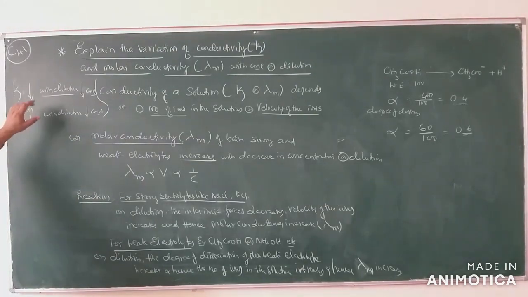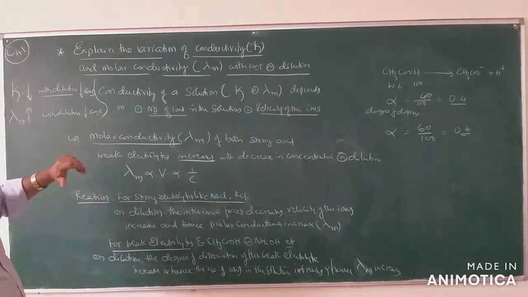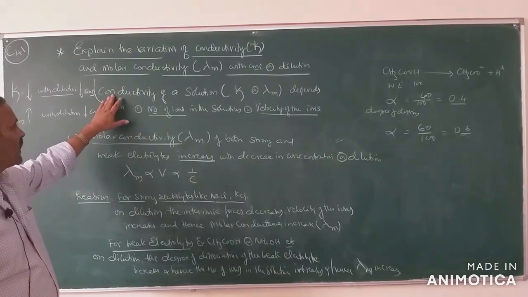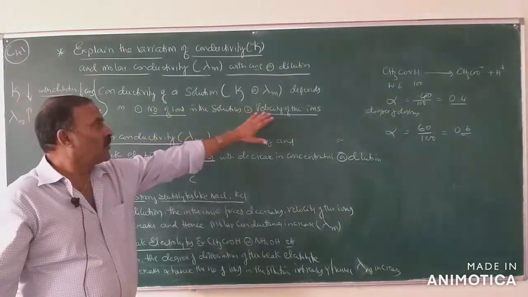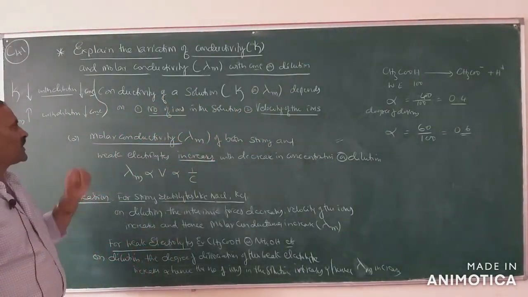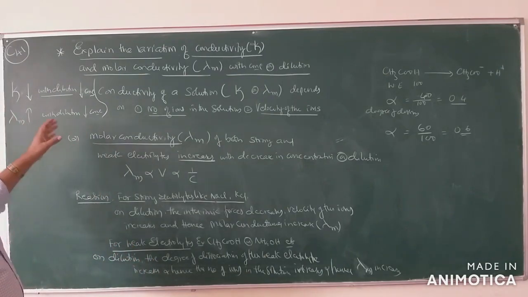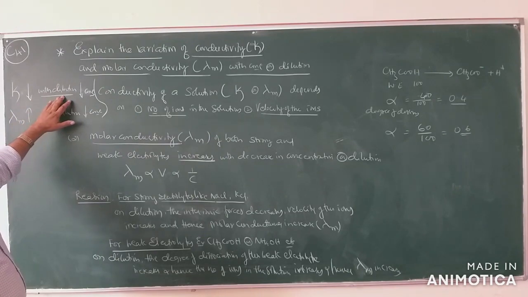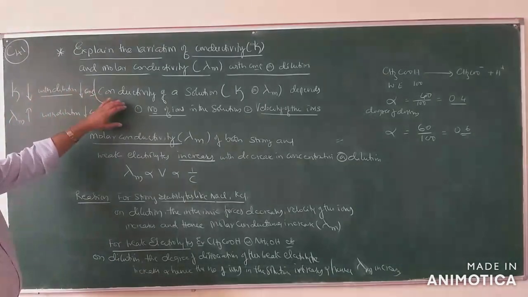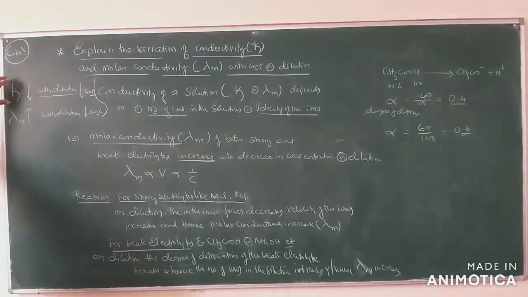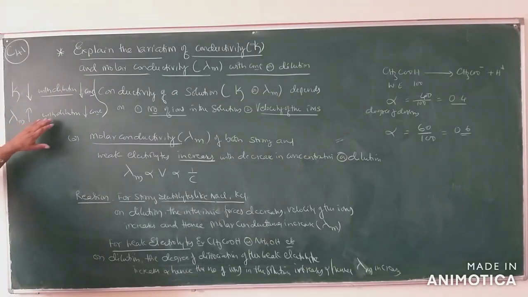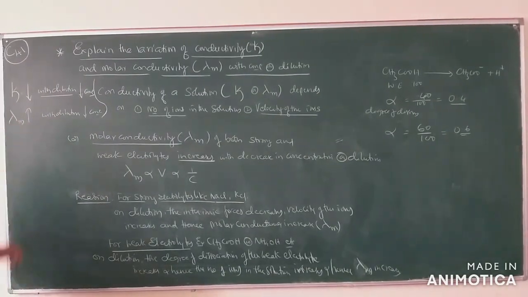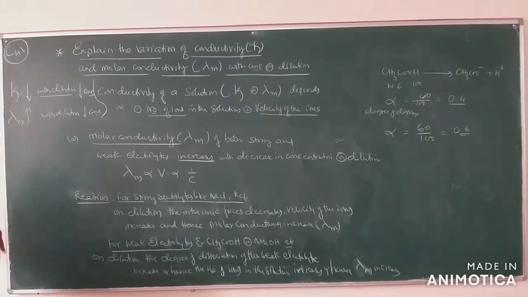Now how it increases, how it decreases, for that we have to know that the conductivity of any solution depends upon the number of ions in the solution and the velocity of the ions. So on dilution, the number of ions per unit volume decreases, therefore specific conductance decreases for both strong and weak electrolytes. On dilution, molar conductance increases for both strong and weak electrolytes.